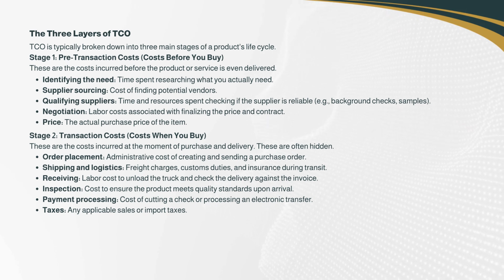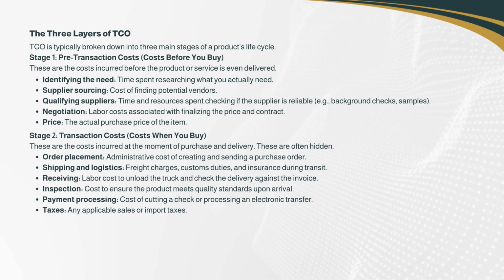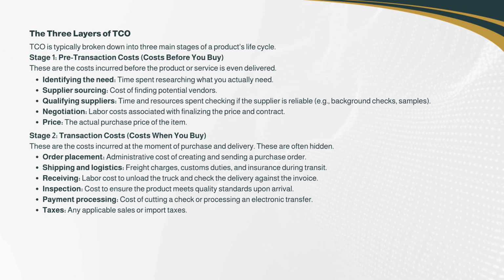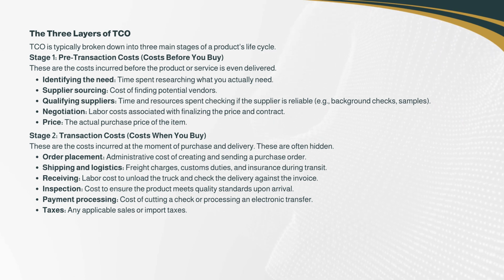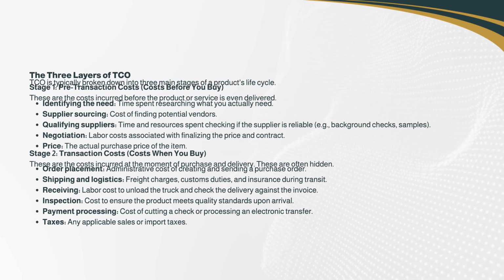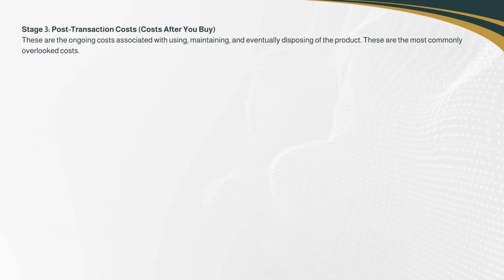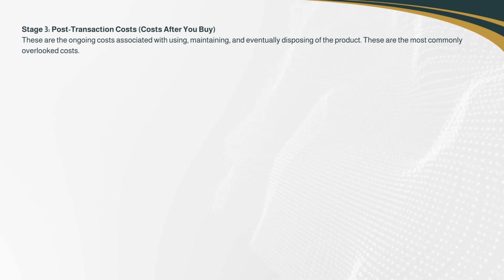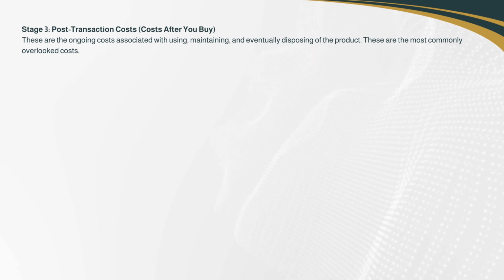Inspection, cost to ensure the product meets quality standards upon arrival. Payment processing, cost of cutting a check or processing an electronic transfer. Taxes, any applicable sales or import taxes. Stage 3. Post-transaction costs, costs after you buy. These are the ongoing costs associated with using, maintaining, and eventually disposing of the product.